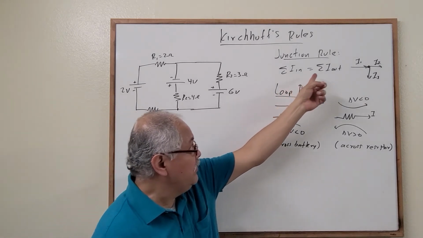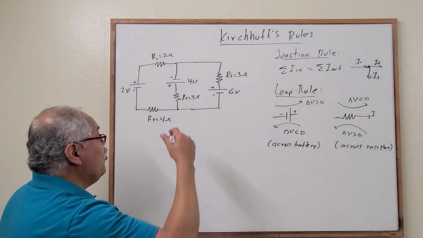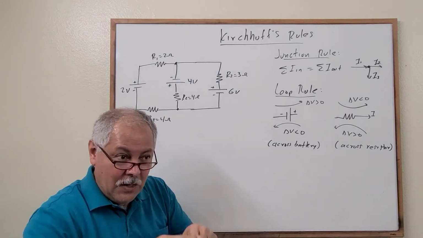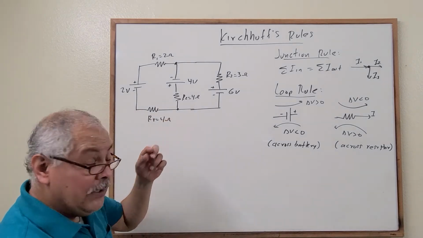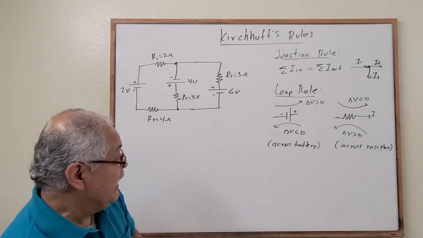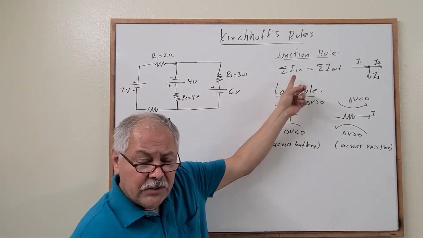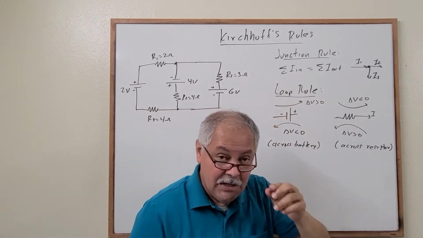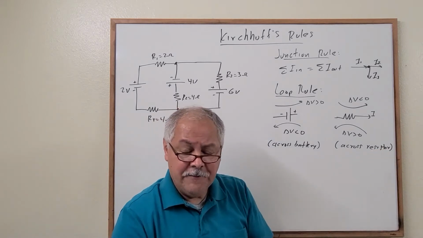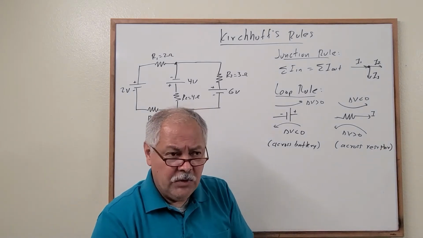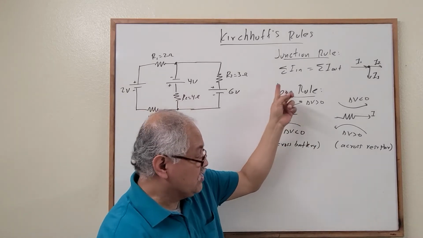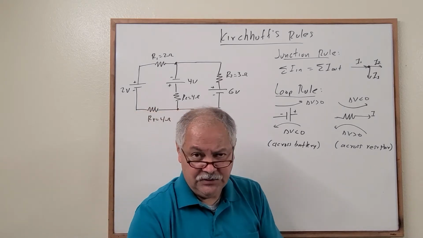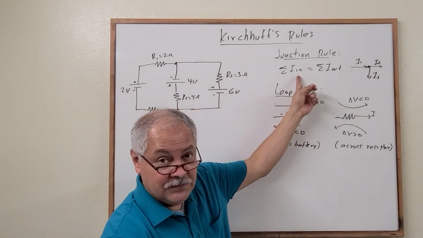Correct? We have the junction rule. A junction is a point where two or more branches meet, or currents, let's say, meet. Correct? And it says that the sum of all the current going to that junction must be the same as the current leaving that junction. Or we can use our charges, right? All the charges going into that junction are leaving that junction. This is the conservation of charge, this rule.